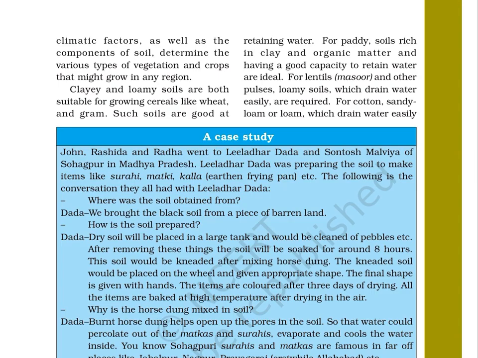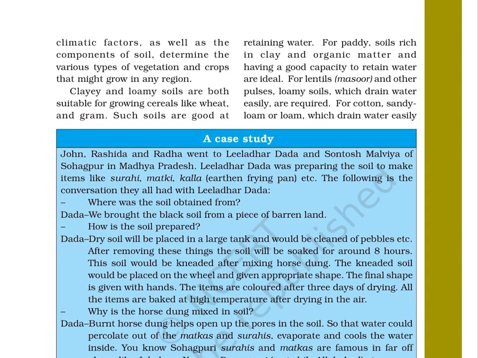Page 103. Clay and loamy soils are both suitable for growing cereals like wheat and gram. Such soils are good at retaining water. For paddy, soils rich in clay and organic matter and having a good capacity to retain water are ideal. For lentils or masoor and other pulses, loamy soils which drain water easily are required. For cotton, sandy loam or loam which drain water easily and can hold plenty of air are more suitable.